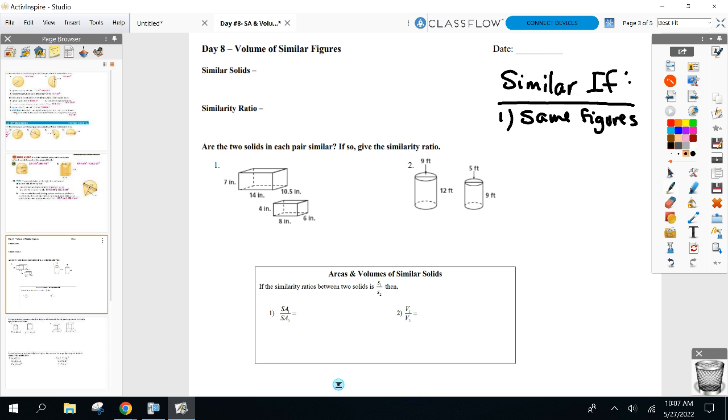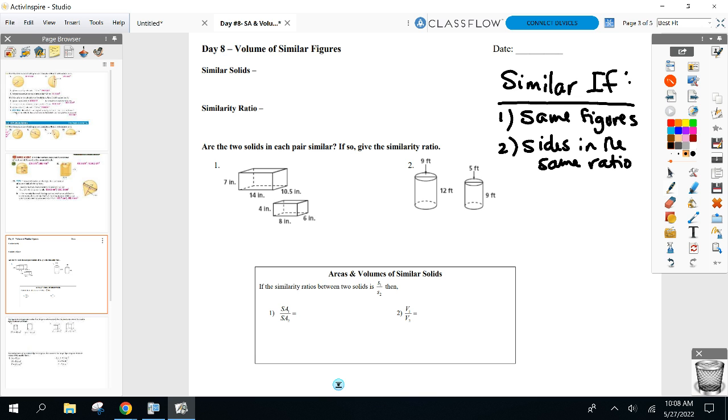So that's the first thing you want to check. Am I comparing two figures that are the same? You can't do a sphere versus a cone. They're never going to be similar. And here's where the math comes in. Their sides have to be in the same ratio. So that's what we're going to test with these two sets of figures here. See if they're similar or not.